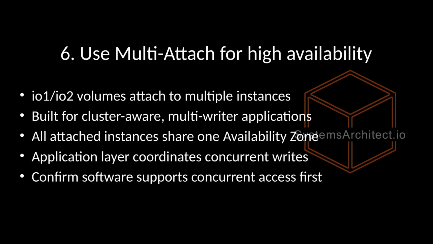6. Use multi-attach for high availability. EBS multi-attach lets one IOPS volume attach to multiple EC2 instances at once. It's purpose-built for clustered applications that need shared block storage. The application layer, not EBS, coordinates writes and prevents corruption. All attached instances must sit in the same availability zone. Confirm the application actually supports concurrent multi-writer access before adopting it.